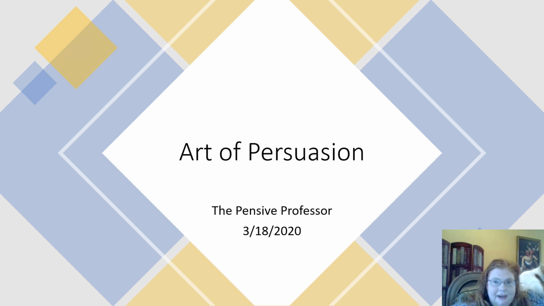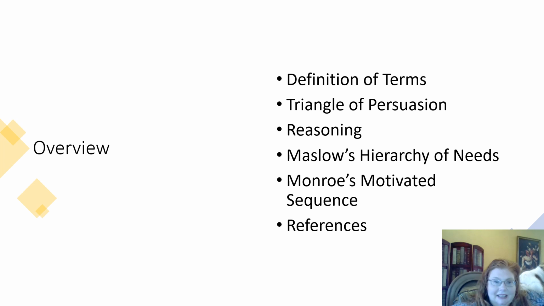Wanted to go over a presentation on the art of persuasion. Just a brief overview. Want to do a brief definition of terms. I came up with a triangle of persuasion, talk about some types of reasoning. I do have some references at the end. I also wanted to discuss Maslow's hierarchy of needs before that, and Monroe's motivated sequence. These are good things to note if you're trying to understand the basics of persuasive communication.